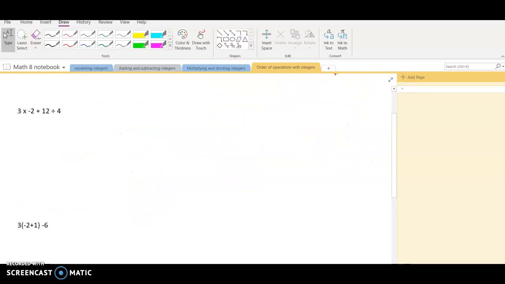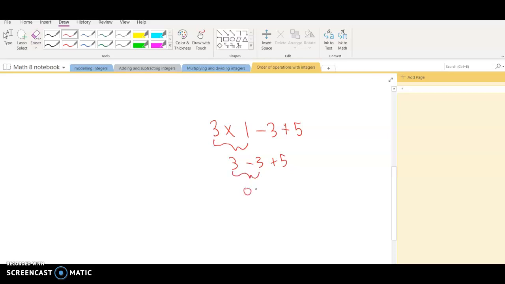Okay. Well, before we go on to these examples, I want to show you a question that I'm making up right now. 3 times 1 minus 3 plus 5. First we're going to solve this multiplication, which gives 3 minus 3 plus 5. Then you're going to do the additions and subtractions left to right. So this is 0 plus 5, which is just 5. Okay, that was the example I wanted to show you.